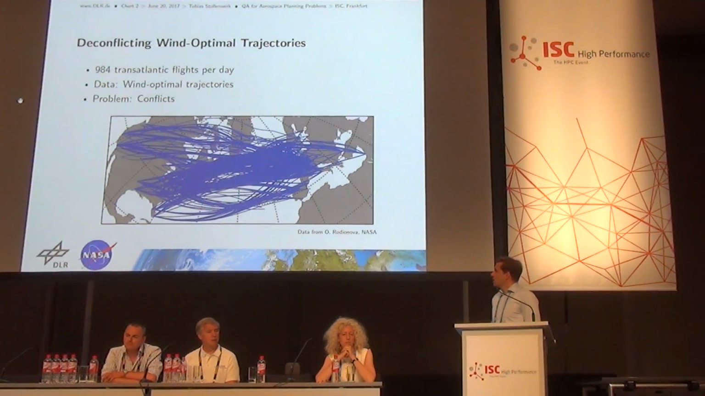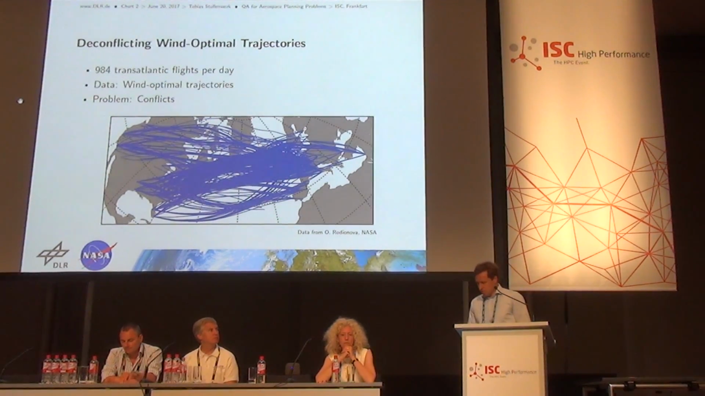And then you get something called wind optimal trajectories, which means fuel-saving trajectories. But of course there will be conflicts. You have 1,000 flights, and if you calculate these wind optimal trajectories, there will be conflicts. And the problem is how to avoid these conflicts.